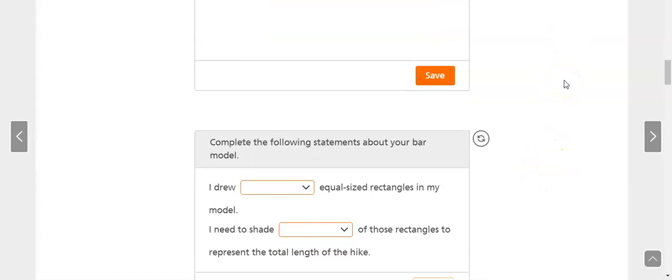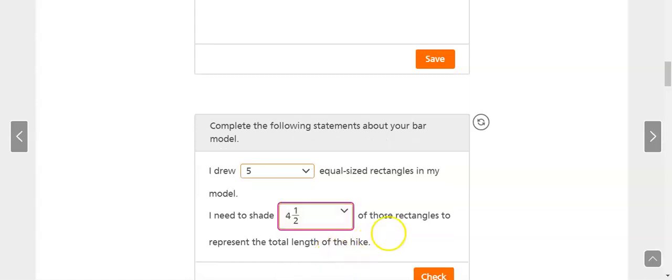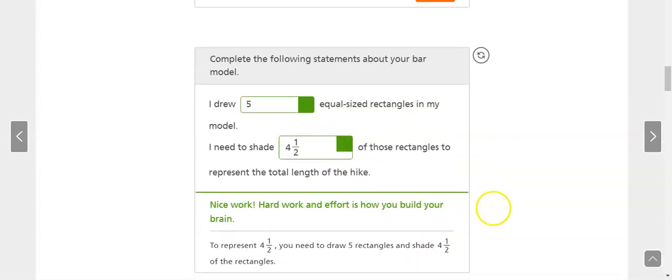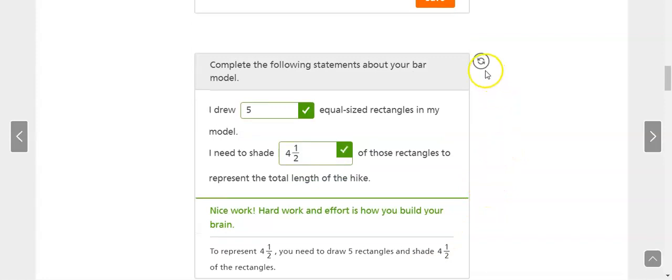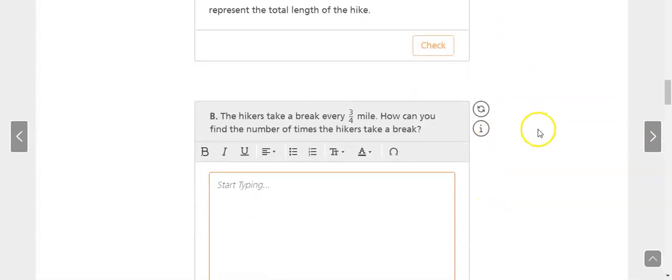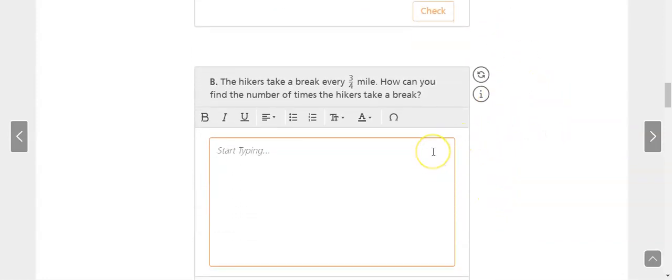Complete the following statements about my bar model. I drew blank equal sizes of my model. 5. I need to shade in 4.5 because I went on a 4.5 mile hike. The hikers take a break every 3/4 mile.